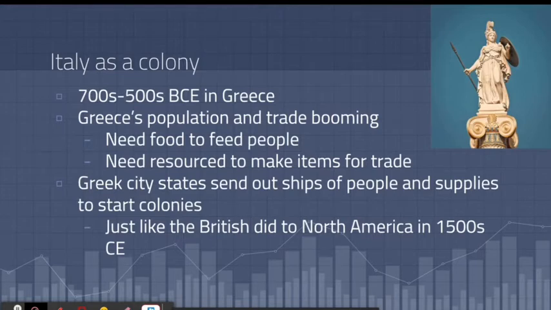Yes, this might sound really familiar. The British did this to North America in the 1500s, right? And the Revolutionary War and stuff kind of came out of that. Yeah, it's a pretty similar concept. The British wanted more supplies and to dominate more land. Greek city-states wanted more supplies. They wanted to dominate more land.